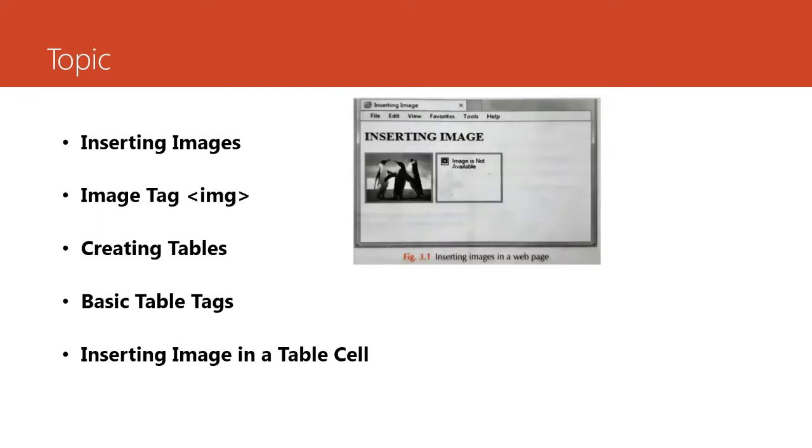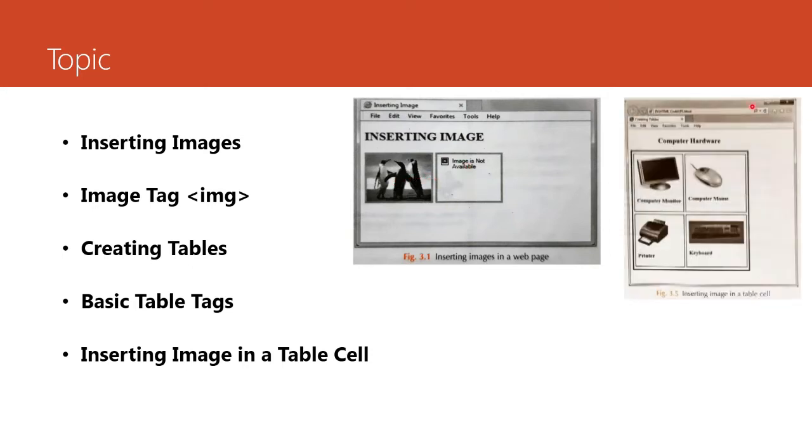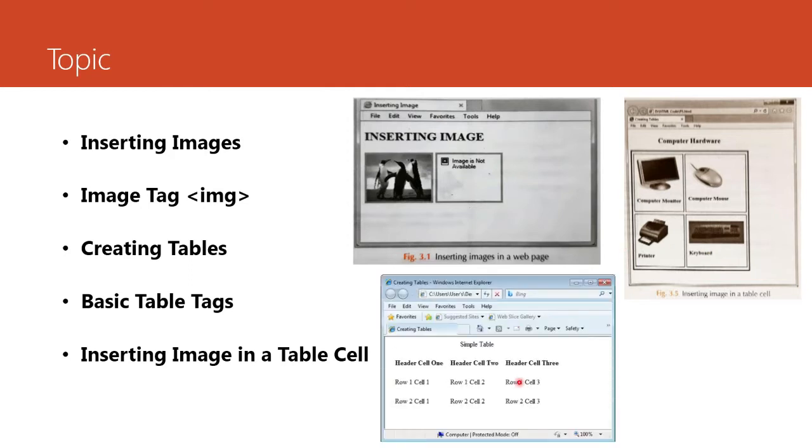So this is inserting an image, how we can insert the image, and this is inserting an image in a table cell. This is the table, and these are the cells. How we can insert an image in a table cell, you are going to learn in this chapter. Then you see how we can create a table. This is a simple table, and here there is no border. So without border you learn, and with border also you learn. These topics we are going to learn in this chapter.